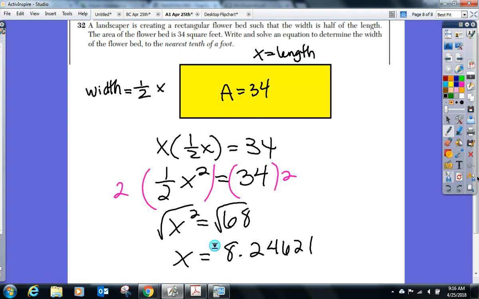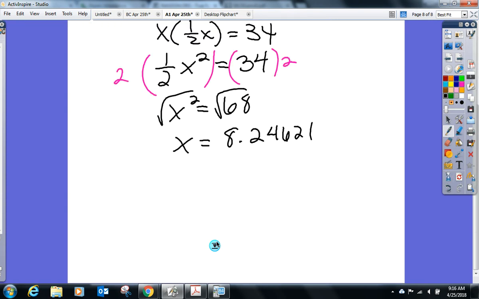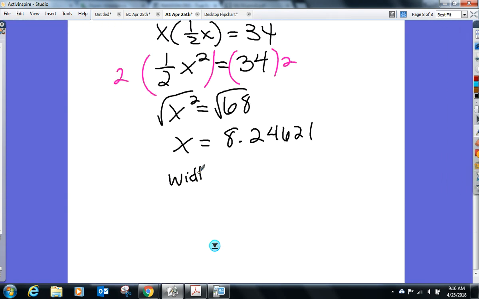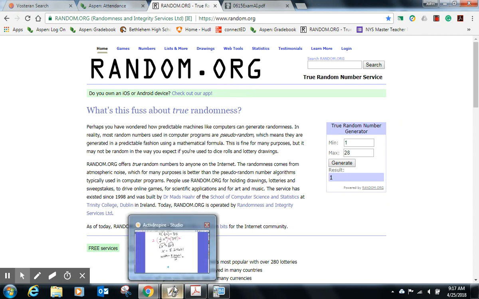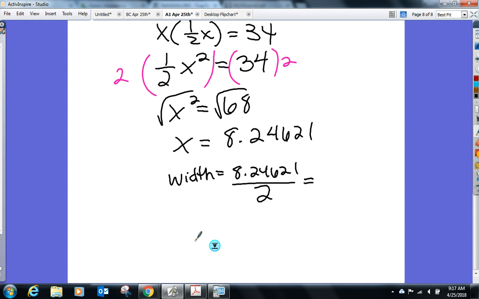What do I have to do to that 8.24621? Cut it in half or multiply by 1/2. Divide by 2 or multiply by a half. Yep. Okay, so the width is going to be 8.24621 divided by 2. And make sure to look up, there are rounding directions. It asks you to go to the nearest tenth. 4.1. Yep. Now we're talking feet, 4.1 feet.